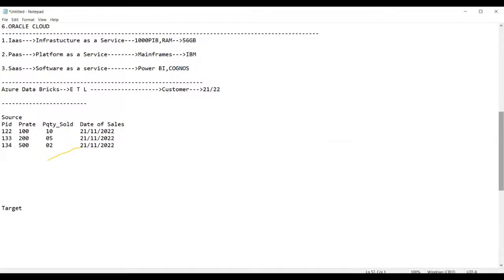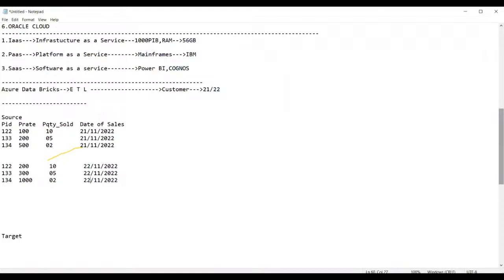Now guys, this is what we have. The 21st data is already recorded. Do we have the 22nd data? No, we will write the 22nd data. So simply I'll copy this information and paste it here. But instead of this rate, I will make it 200, here I'll make the rate 300, and here I'll make the rate 1000. The product quantity sold stays as it is, but I'm changing the date here to 22.